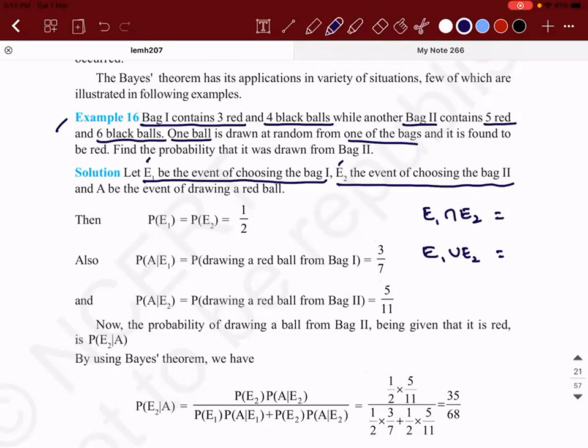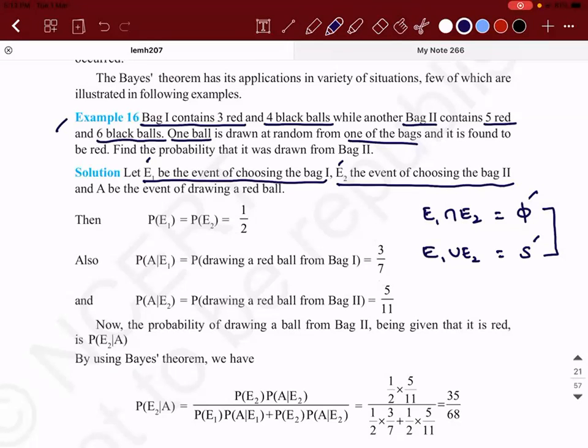So what can I write? E1 intersection E2 is the null set. And E1 union E2 is, you can either choose bag 1 or bag 2. Are they not exhaustive events? Yes, sir, they are. So it is equal to the sample space. If you see, these two events coming from the sample space are mutually exclusive and exhaustive.